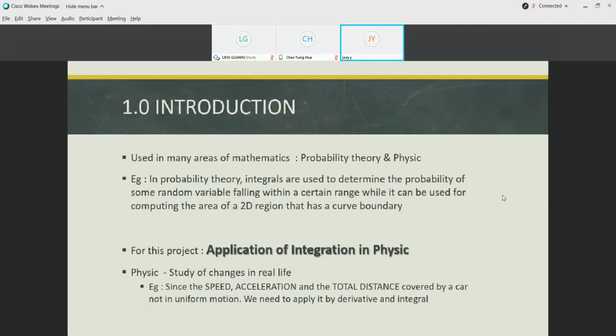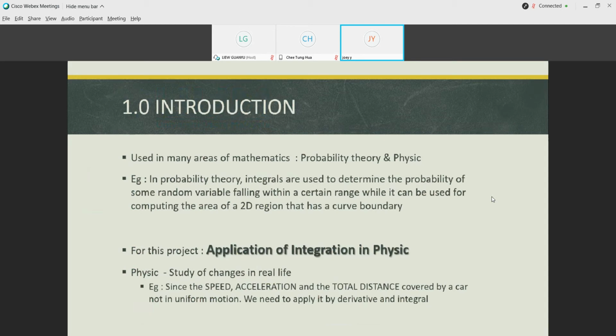Integrals are used in many areas of mathematics, such as probability theory and physics. For example, in probability theory, integrals are used to determine the probability of some random variable falling within a certain range, while it can be used for computing the area of a 2D region that has a curved boundary. By the way, for this project, we are going to discuss the application of integration in physics.